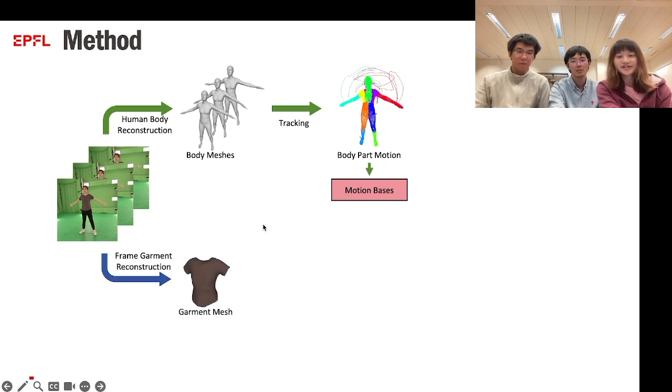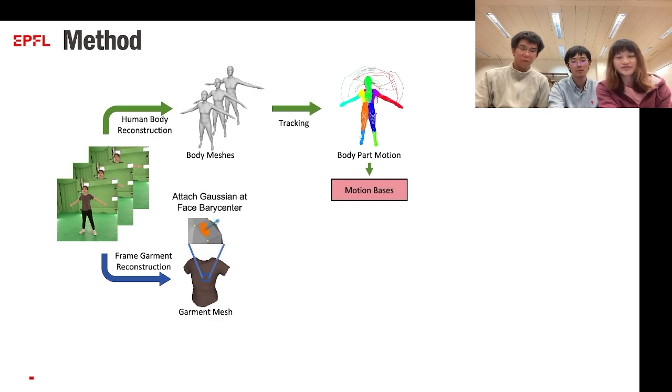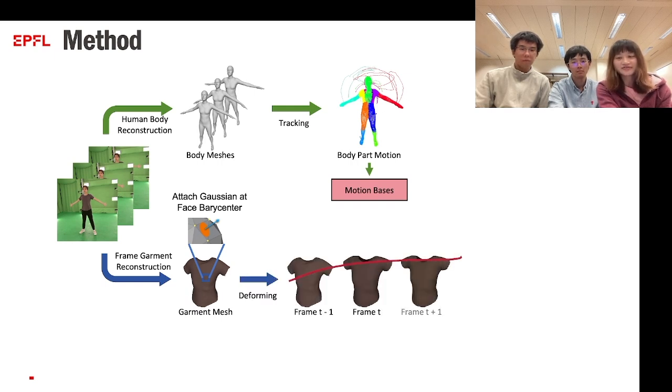In the garment reconstruction branch, we reconstruct the first frame garment mesh as the template. Then we attach each Gaussian to the barycenter of each mesh face, which takes advantage of the complementary strengths of fast rendering and garment topology. Then, all garment meshes are generated by deforming from the first frame. Based on the motion basis, each garment only needs to learn a coefficient vector at each time step. Then its deformation is calculated as a weighted combination of these bases.